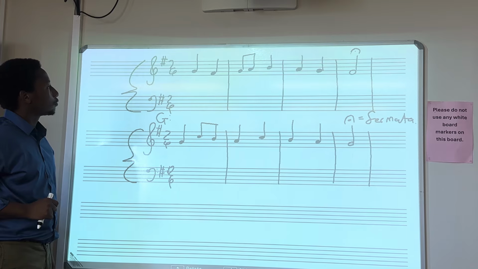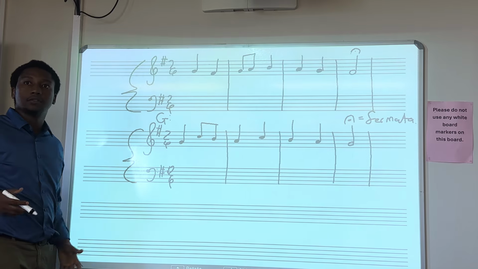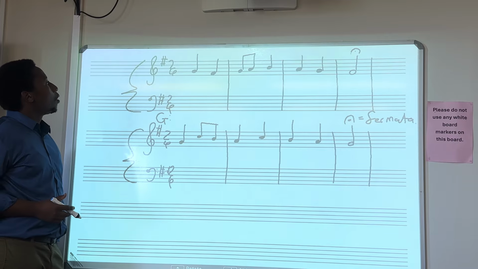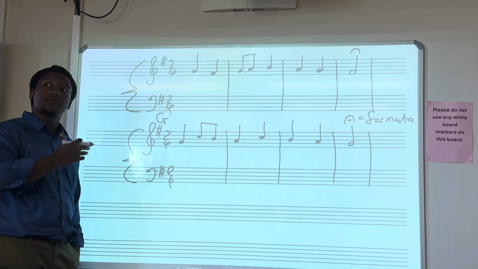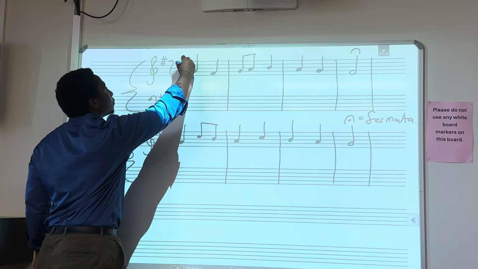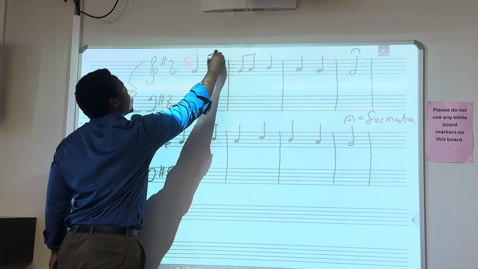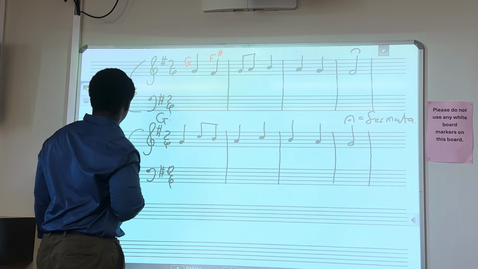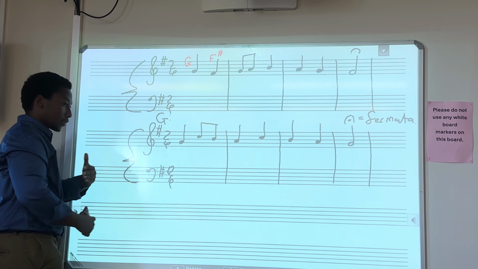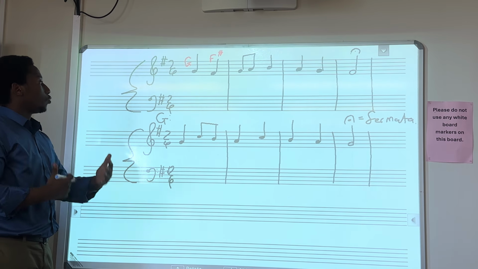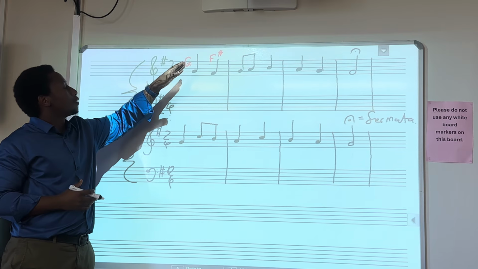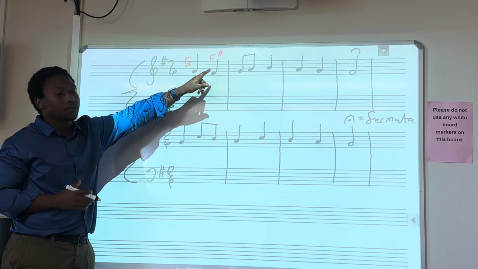Step 2, we harmonize. Let's start. Okay, I have there G and F sharp. So G and F sharp. Now, what you need to know for the process that you do to answer the questions is, what chords do I find these notes in?